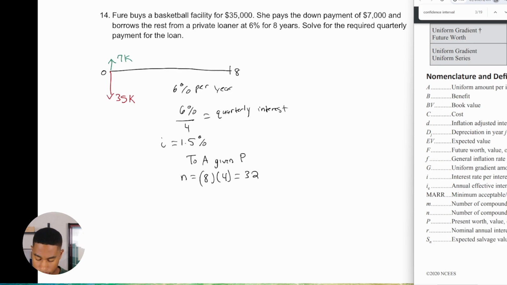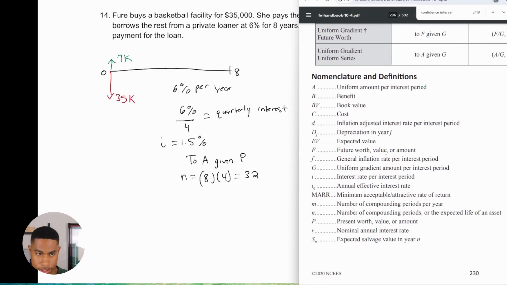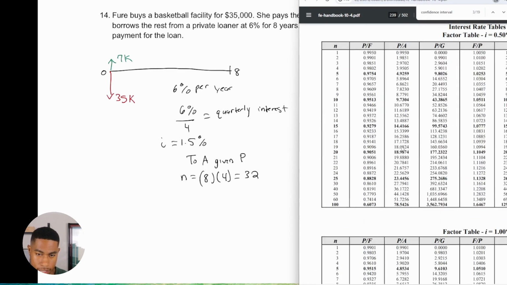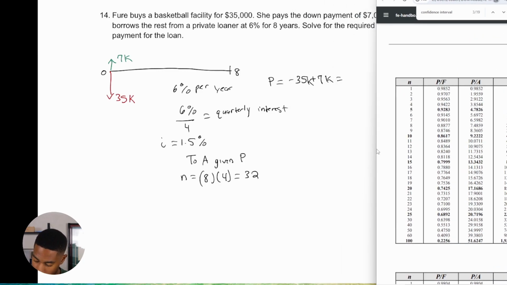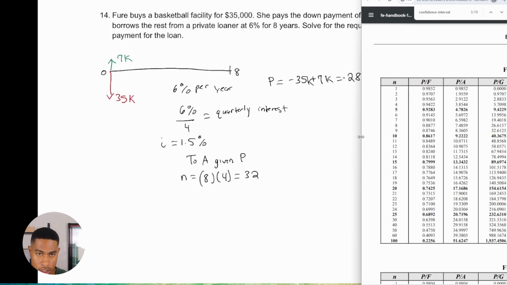Anything else? Well, we need to figure out what our conversion factor is. So I'm just looking to see if there's a 1.5%. There is. So we want to get to A given P. What is our P, by the way? Our P is just going to be negative 35 plus 7, and it's 7,000, so we'll put K beside them. Negative 35 plus 7 is going to equal 28K.